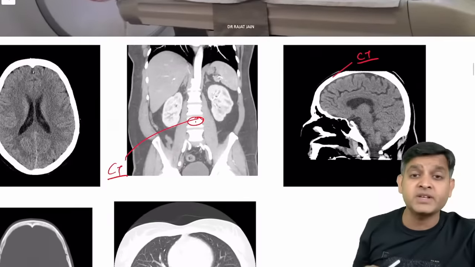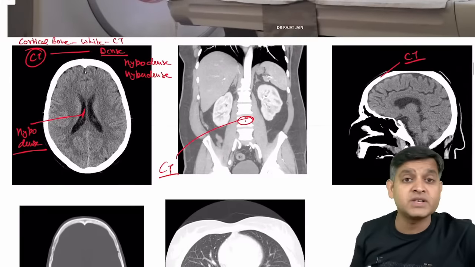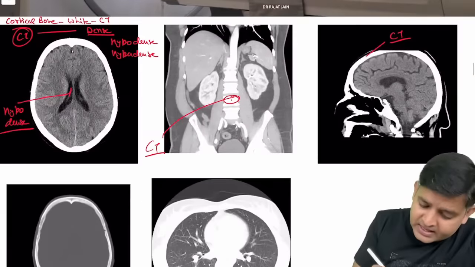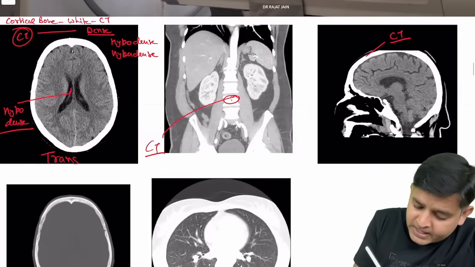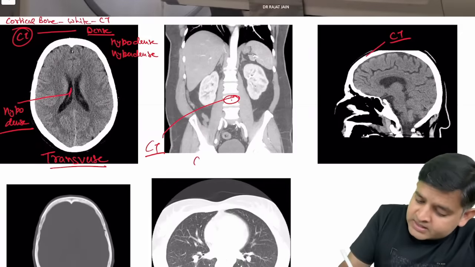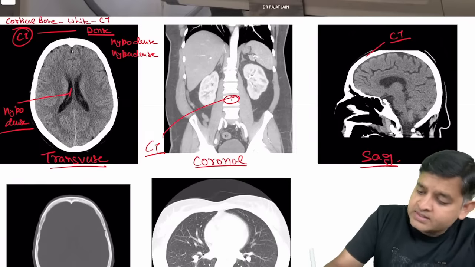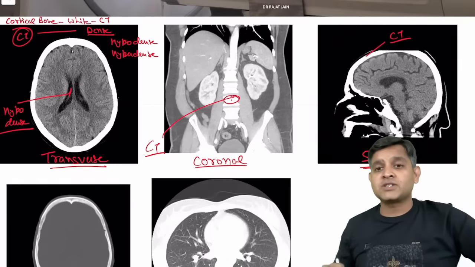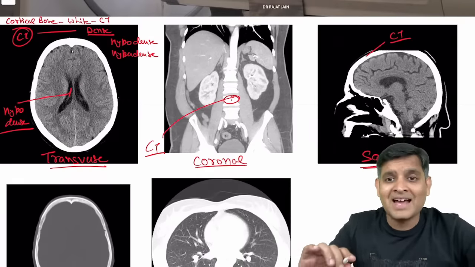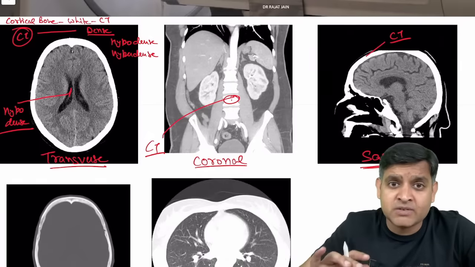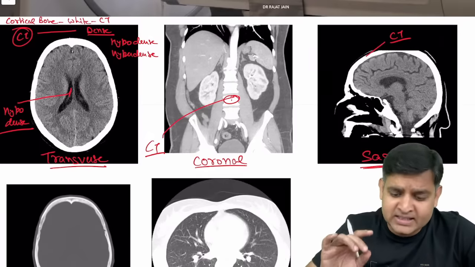Then what is the difference between these three images? So please remember, this is a CT scan in transverse plane. This is in coronal plane and this is in sagittal plane. So CT can be done in any of the planes: transverse plane, coronal plane and sagittal plane.